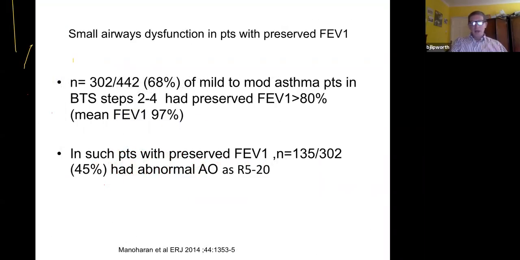Okay, so here's another study where we took 442 patients, a different cohort of mild to moderate asthma patients, again across steps 2 to 4. And we found that in this cohort of patients who had a mean FEV1 of 97% predicted, another pretty normal, 68%, 302 out of those 442 patients, had an FEV1 greater than 80% predicted. Of those patients who had a preserved FEV1, in other words that 68%, 45%, in other words 135 out of those 302 patients, have abnormal airway oscillometry in terms of their peripheral airway resistance. So let's dig into that a bit further.